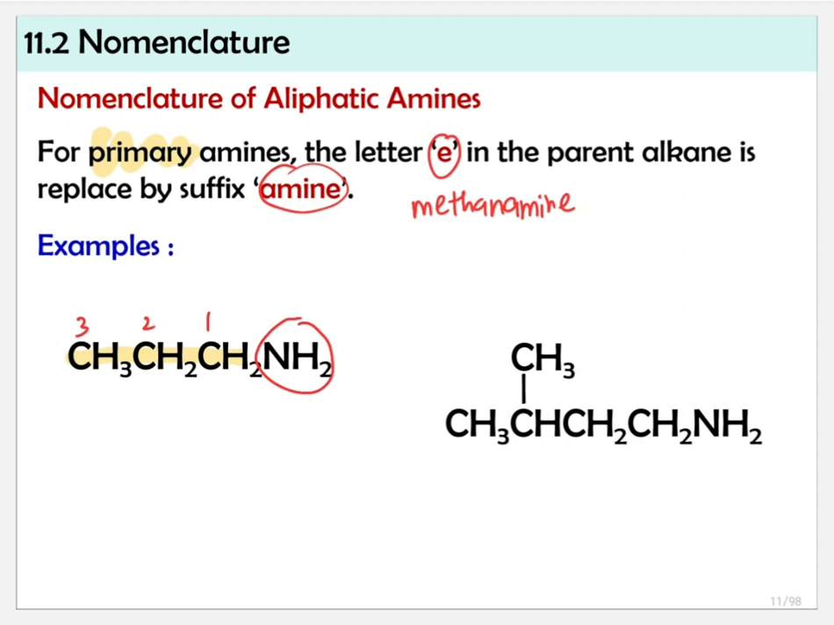Jadi untuk yang ini kan 3 carbon kan. Kalau 1 carbon, nama dia methanamine. Kalau 2 carbon, ethanamine. Jadi kalau 3 carbon, is a propane. Kalau dia original nama dia propane kan? Jadi, kita padam E. Kita letak amine. So, propanamine. And then, you have to mention the number. Okay, the number of carbon contains NH2. So, carbon yang pertama yang ada NH2. Jadi, 1-propanamine is the name of this compound.